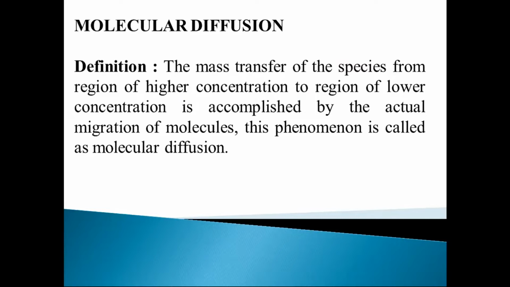This means here transfer of mass from one position to another position, but how? Randomly. I can say molecular diffusion takes place because of random movement of individual molecules. And molecular transport of mass is called molecular diffusion in simple language. So mass transfer from a higher concentration region to a lower concentration region, actual migration of molecules. These words are important in this definition. This is known as molecular diffusion.